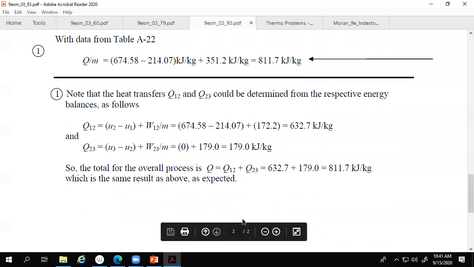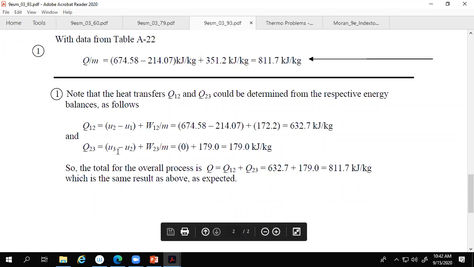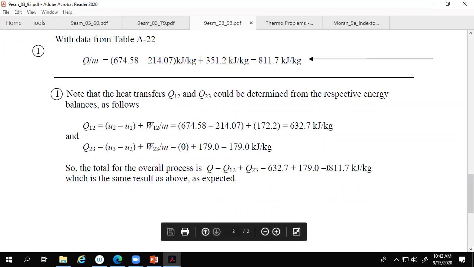We're fine. Note that the heat transfers Q12 and Q23 could be determined from respective energy balances. So, I mean, you could do it for each process and add it together, or you can do it for the overall process, which is what he did. So if you do it for process 1 to 2, you just have to look up U2 minus U1, and the whole internal energy change comes there because this is a constant temperature process. And so this contributes nothing to it. So if you add all that up, it balances.